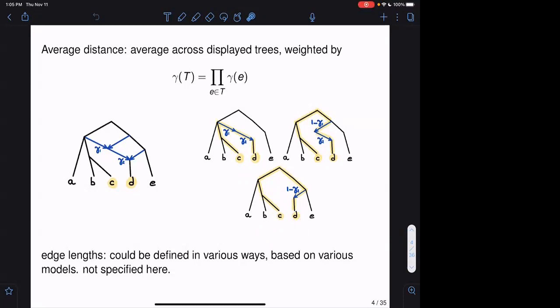Okay, this is really a technical definition. It's not linked to a model of getting data, and I'm not saying what the edge lengths represent. They could be defined in various ways based on various models, and I'm not worried about this here. Also, if you want to interrupt me at any time, feel free.